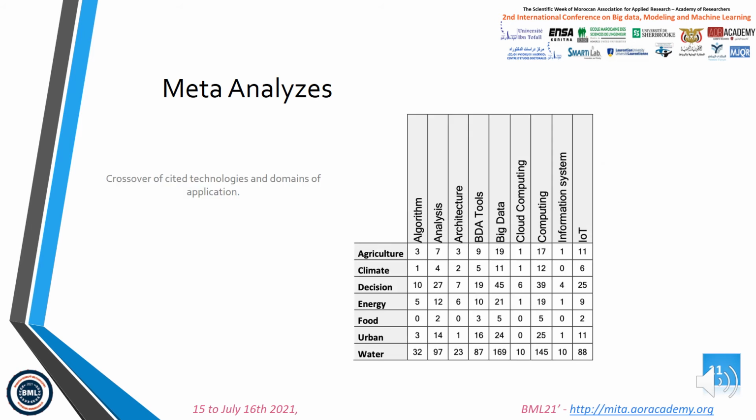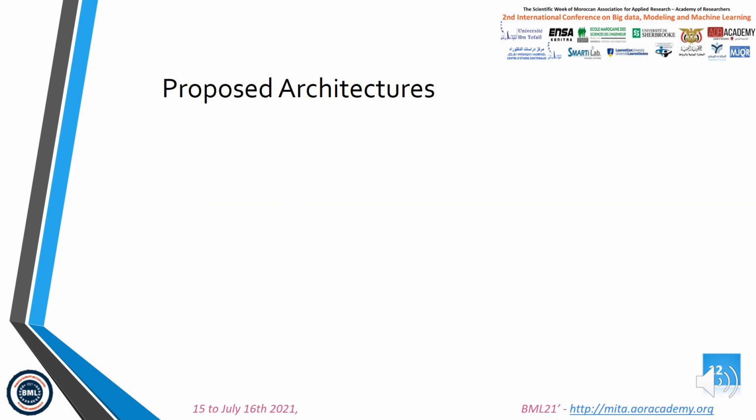That allowed us to have the crossover of cited technologies and domains of application, and we have 169 articles talking about big data in the field of water applications, and 23 articles presenting architectures about water management. So we chose 3 of those architectures to present in this presentation.